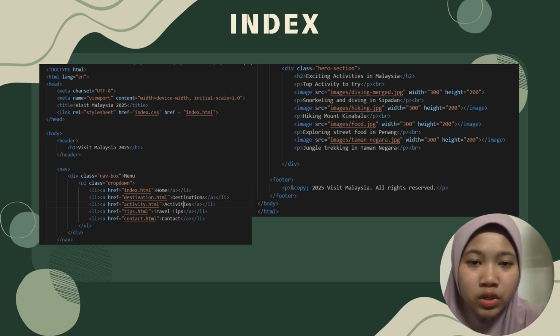This is the visible content of the page, to display the main title at the top of the page. For the navigation menu, a drop-down menu with links to different section pages like home and destination. For the hero section, highlight the main call to action with headings, paragraph, and embed external website iframes. For the footer, the footer must have the copyright.